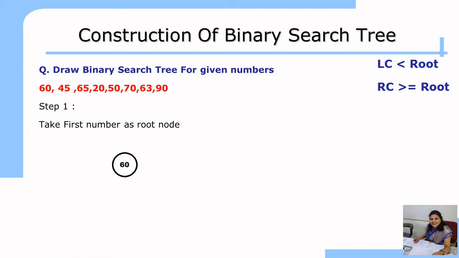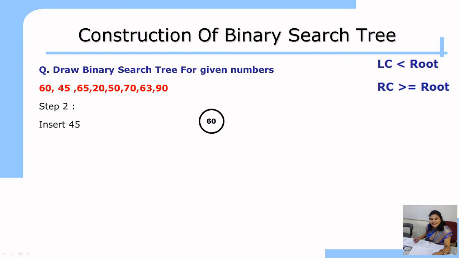Now, applying this rule that the left child should be less than the root and the right child should be greater than or equal to the root, let us understand how to construct the binary search tree. So the question is, draw a binary search tree for the given numbers. The numbers are 60, 45, 65, 20, 50, 70, 63 and 90. Now we are going to draw the binary search tree with these numbers. So in step 1, we take the first number as the root node. What is the first number? It is 60. So we make it the root node.